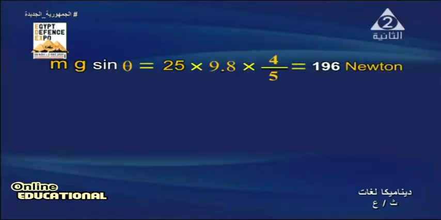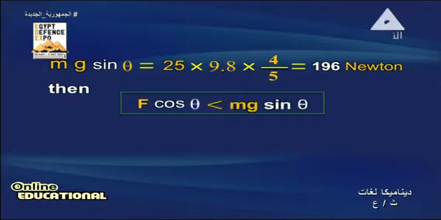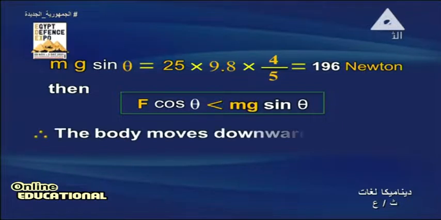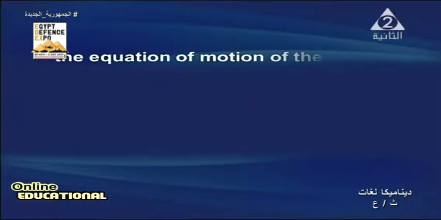Then the component of the force in the direction of the line of greatest slope upwards, F cosine theta, is smaller than the component of the weight in the direction of the line of greatest slope downward the plane. Since F cosine theta is smaller than mg sine theta, the body moves downward the plane with a uniform acceleration a. Now we can write the equation of motion of the body.